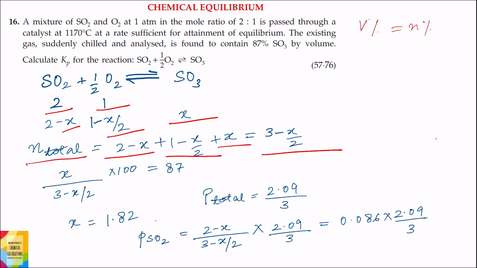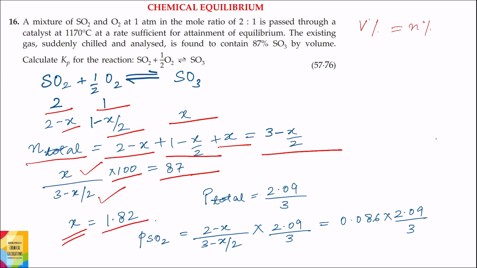Now mole percent of sulfur trioxide is 87%, which means moles of sulfur trioxide divided by total number of moles into 100 is equal to 87. Solving, value of X is equal to 1.82.